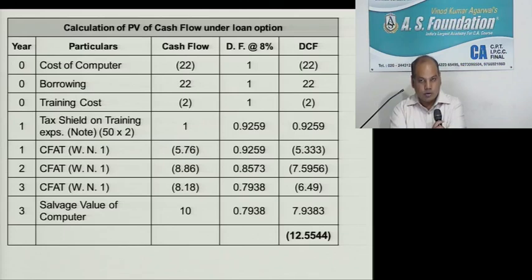Now write down one note. What is the note? It is assumed that tax shield on training cost will arise at the end of the year. In some books and in some answers, they have taken it in year 0 itself. Okay. So this note is required.